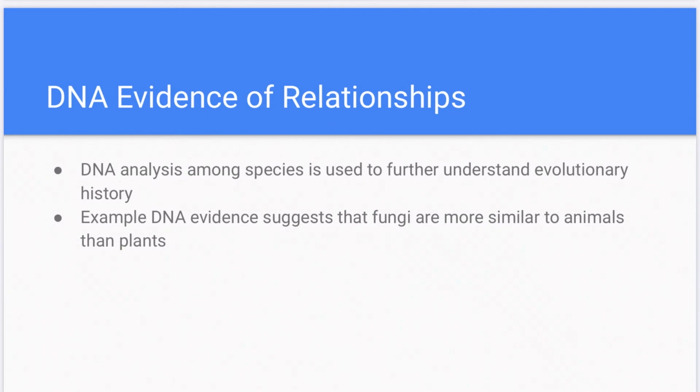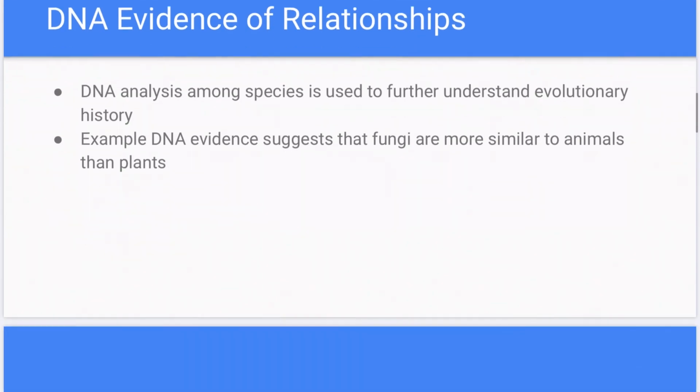DNA evidence of relationships. This is more recent, in the past 10-15 years, as this becomes more available and more affordable for scientists. DNA analyzed among species is used to further understand evolutionary history. We discussed the other day that that's not something you can easily do. I cannot look at a dog and see how closely it's related to a cat. I can only assume or guess. An example: DNA evidence suggests that fungi are more similar to animals than they are to plants. So things like mushrooms are more closely related to animals than they are to plants.